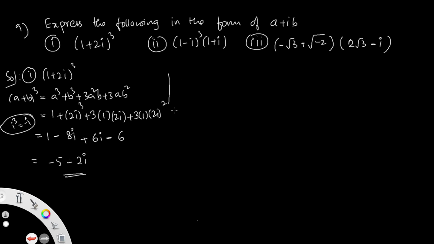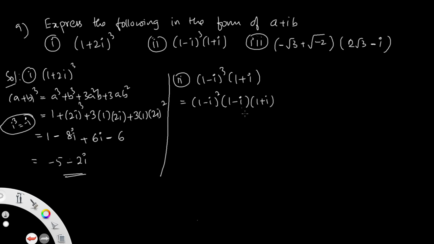In the same way, the second question is (1 minus i) whole cube into (1 plus i). I am splitting the terms: (1 minus i) whole square into (1 minus i) into (1 plus i). That is (1 minus i) whole square into (1 minus i), nothing but (1 minus i) whole cube. Or else you can expand (1 minus i) whole cube directly using the formula for (a minus b) whole cube, as you wish. I am just splitting it into two terms, keeping the rest the same.